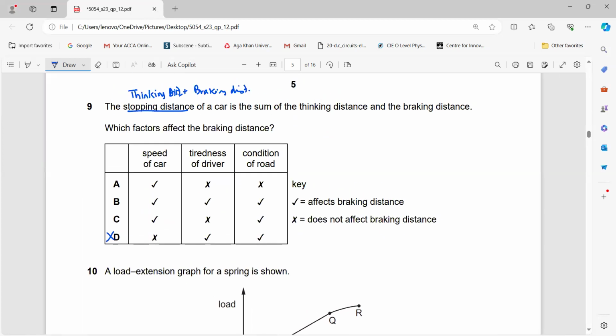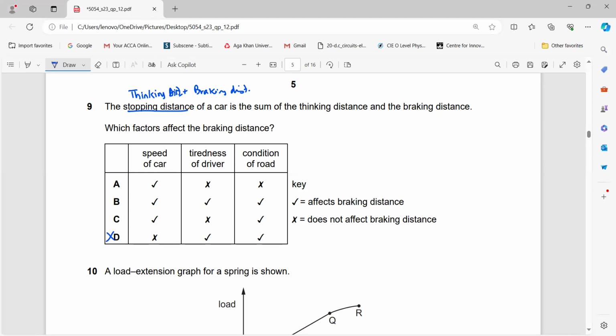The tiredness of the driver, do you think tiredness of the driver is a factor in braking? I don't think so. Why? Because once you've applied the brake, the amount of force you apply to the brake could be a factor, but the tiredness of the driver cannot be a factor for braking distance. However, the tiredness of the driver can be a factor for thinking distance. The reaction time is longer because either you're too tired or you're too drunk to focus. And when you lose your focus, you will not be able to react in time.